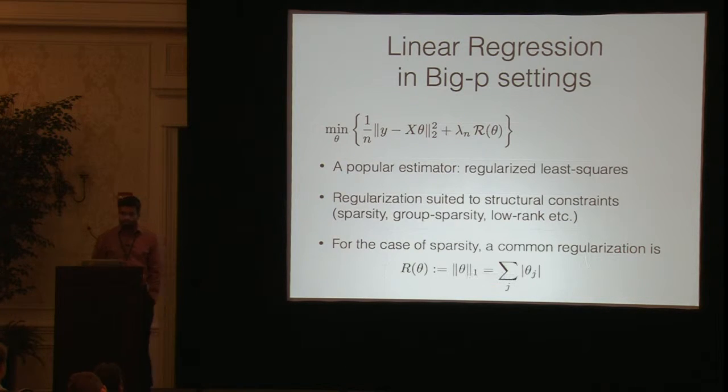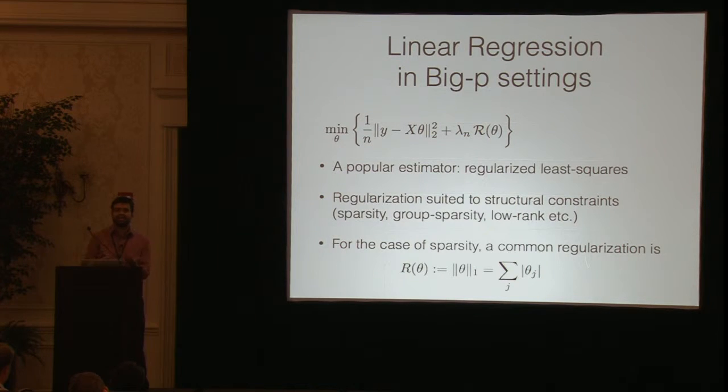So what do I do when p is greater than n? Well, what people have suggested is to solve regularized least squares instead, where the regularization would be suited to the particular structure that you have. This could range from sparsity, group sparsity, low rank, and so on. For instance, for the case of sparsity, the regularization we would all use is the L1 norm. And this regularized least squares actually dates back to the 50s, or possibly even before that, where the goal was to stabilize the least squares problem. By stability, I mean you change a few data points, the solution should not change too much.